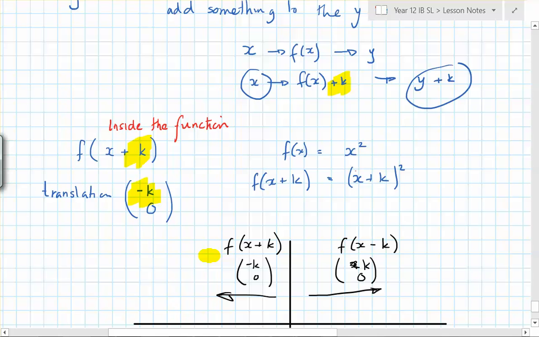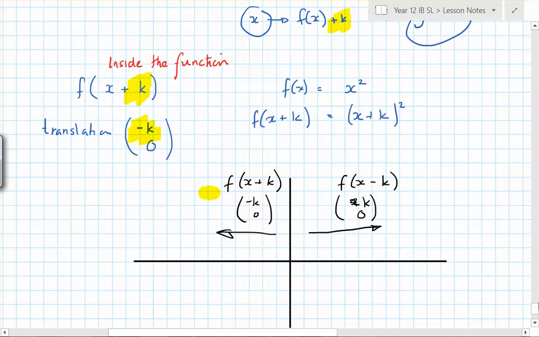Now the last thing we looked at was saying, well, if I do x add k, I think you noticed from your calculators that shifted the graph to the left. And if I do x minus k, it shifts it to the right, which seems to be opposites. So we were going to look at why does that happen.